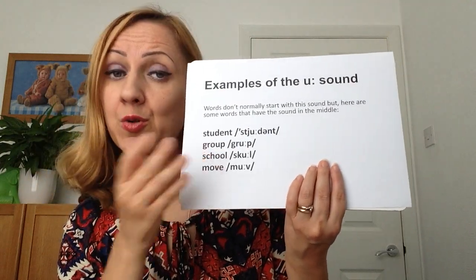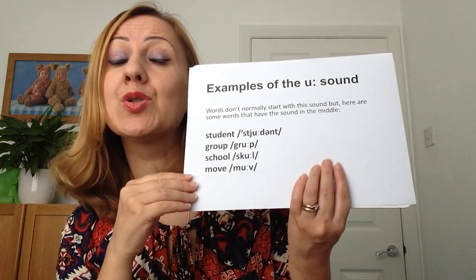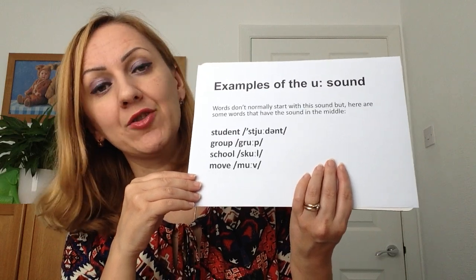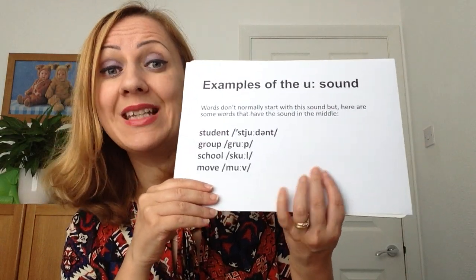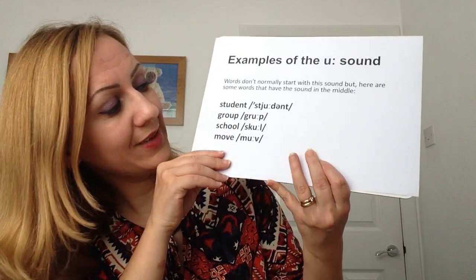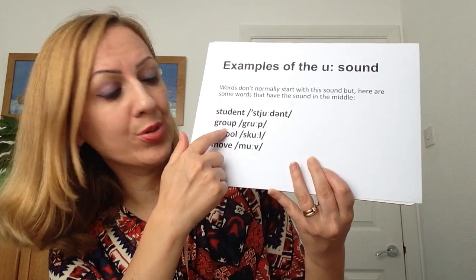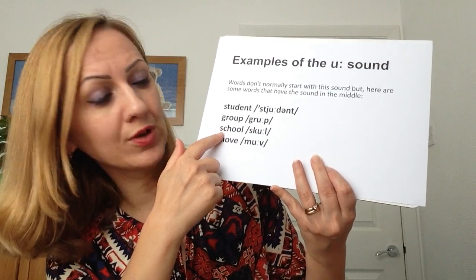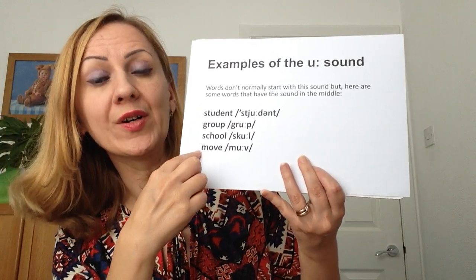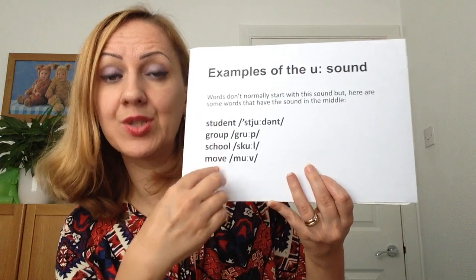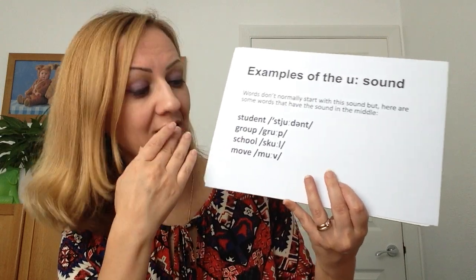Now, where do we position it in the words? As a rule, there are no words which start with the sound OO. However, there are plenty of examples of it being in the middle of the words, like here. Student, group, school, move. So as you can see, the sound U is in the middle.